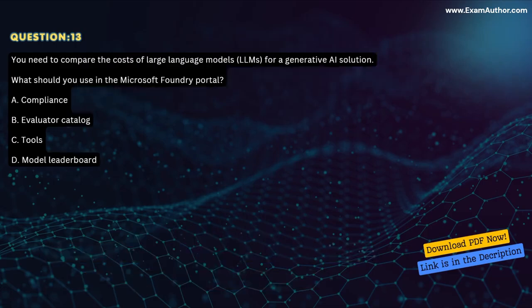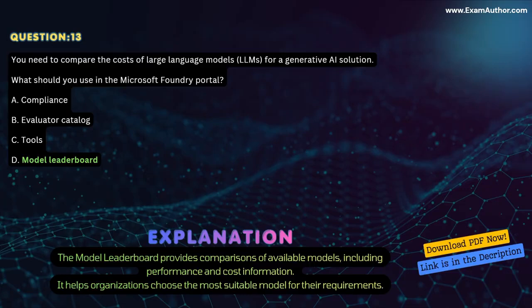Question 13. You need to compare the costs of large language models, LLMs, for a generative AI solution. What should you use in the Microsoft Foundry portal? A. Compliance. B. Evaluator catalog. C. Tools. D. Model leaderboard. Answer D. Model leaderboard. Explanation. The model leaderboard provides comparisons of available models, including performance and cost information. It helps organizations choose the most suitable model for their requirements.